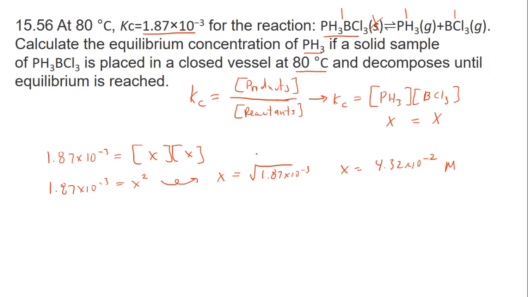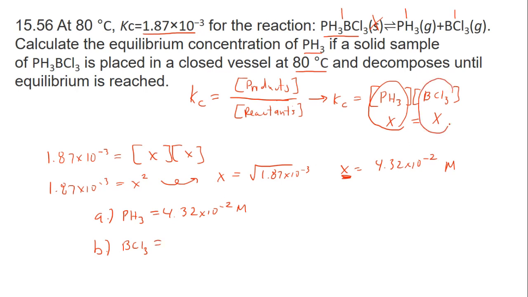And right here, we can answer the question from part A and part B. Part A is asking for the phosphine concentration. Well, we just found that because we said that phosphine is equal to X. So the phosphine concentration is equal to 4.32 times 10 to the minus 2 molar. And then part B asks for the boron trichloride concentration. Well, we found that as well because we said that was also equal to X, because they're generated in a 1-to-1 fashion. So we know that that concentration as well is 4.32 times 10 to the minus 2 molar.